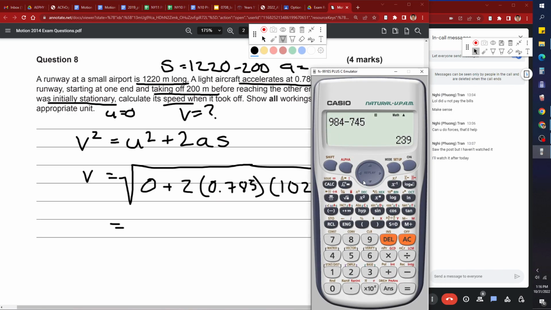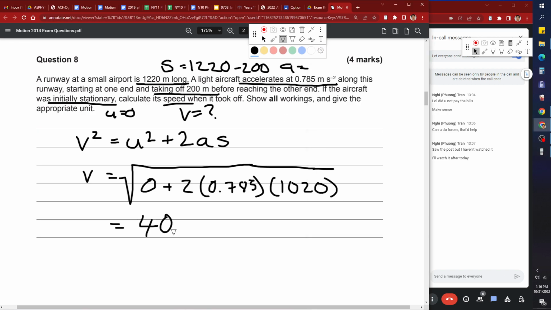Where's my calculator? Just do this. So the square root of 2 times 0.785 times 1020. Oh, I guess I don't need that. It's all underneath already. Should be 40.0 meters per second. Okay.